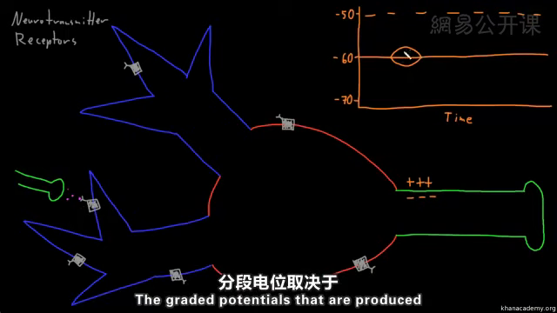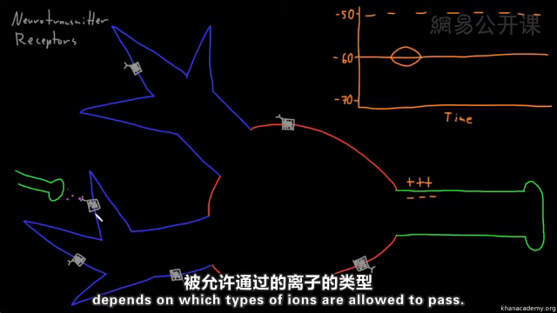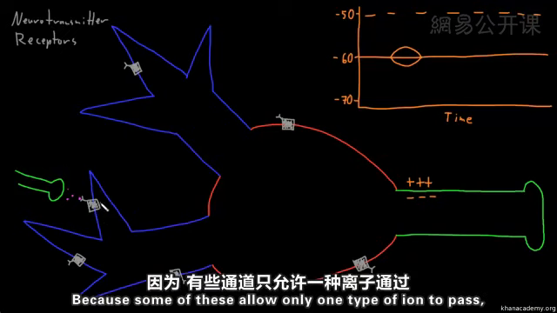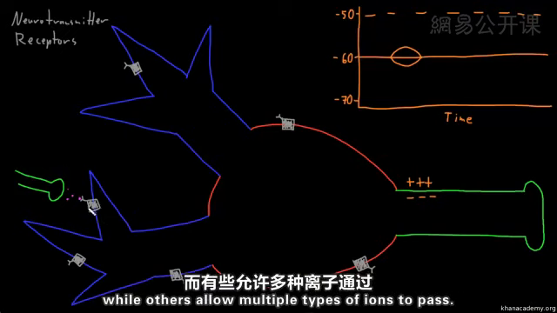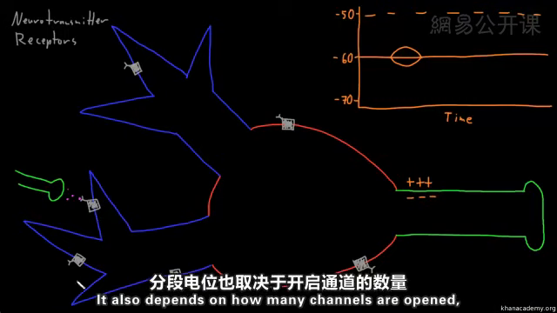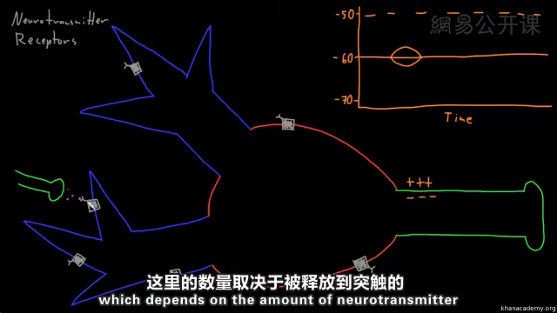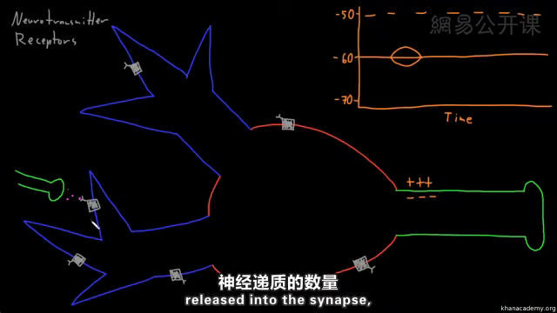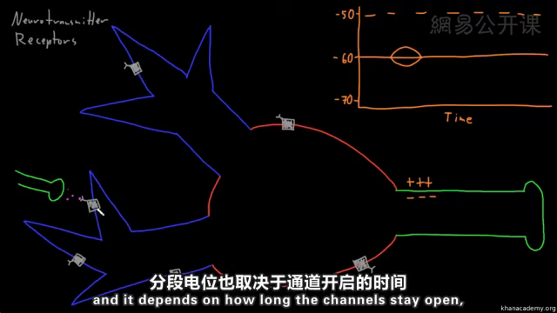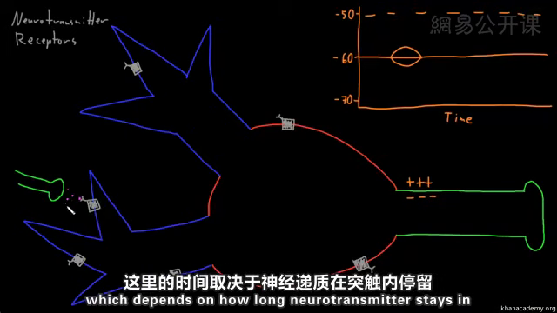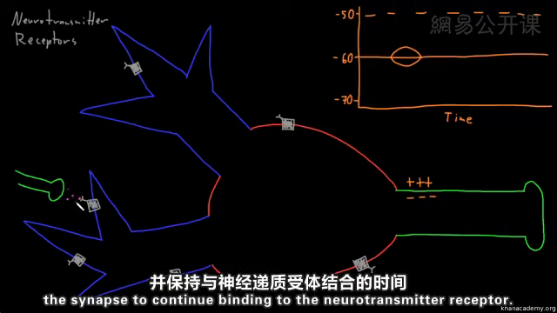The graded potentials that are produced depend on which types of ions are allowed to pass, because some of these channels allow only one type of ion to pass, while others allow multiple types of ions to pass. It also depends on how many channels are opened, which depends on the amount of neurotransmitter released into the synapse, and it depends on how long the channels stay open, which depends on how long neurotransmitter stays in the synapse to continue binding to the neurotransmitter receptor.